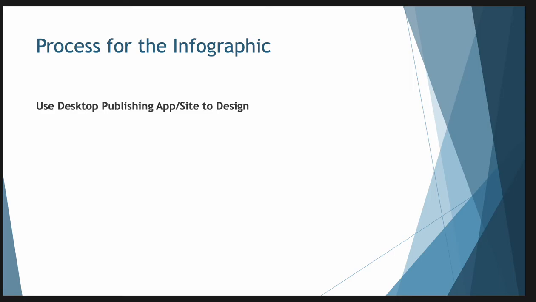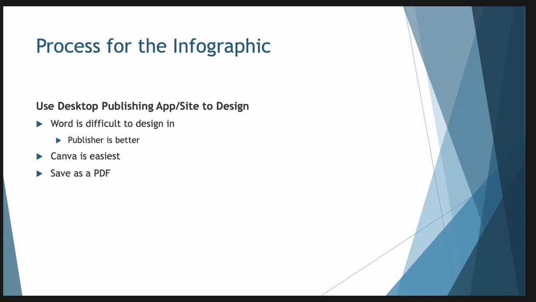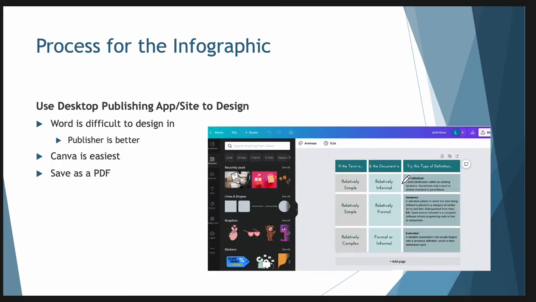So make sure that you're using a desktop publishing app or a desktop publishing site like Canva to design. If you're trying to do this design in Microsoft Word, it's really difficult because Microsoft Word is made to be linear text. It's not made to be kind of a page that you can manipulate. If you want to use Microsoft products, Publisher is much better, but I really recommend you use Canva and save it as a PDF. Here's an image of what Canva looks like.